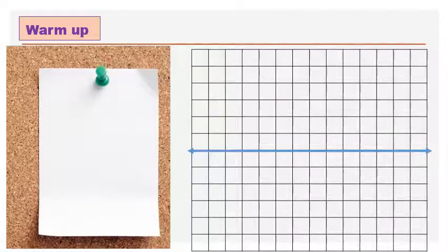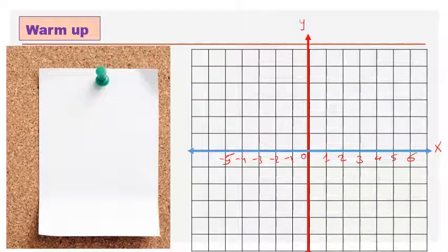So this is your paper. You're going to draw your x-axis and then your y-axis. Now we want to number the x-axis. Where the two axes meet is our 0, and then we have 1 on the right. Positive numbers on the right: 1, 2, 3, 4, 5, 6. Negative numbers on the left: -1, -2, -3, -4, and -5. Positive numbers go up on the y-axis and negative numbers go down.